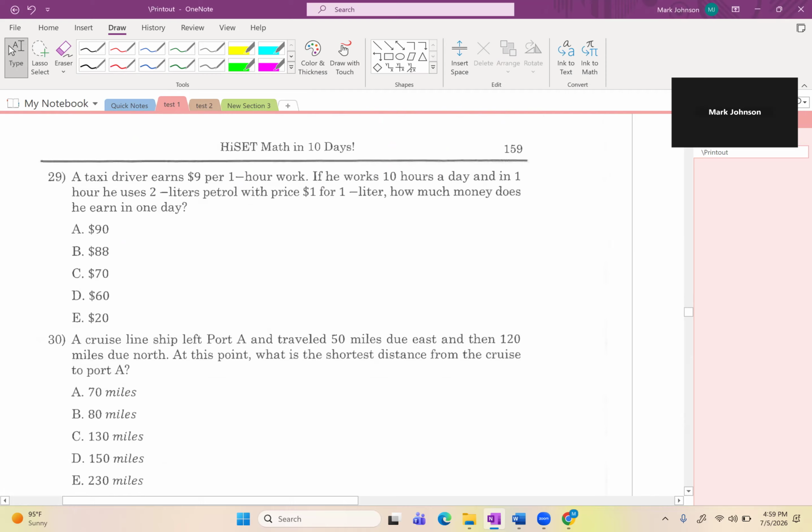The taxi driver earns $9 per 1 hour work. If he works 10 hours a day and in 1 hour he uses 2 liters of petrol, who wrote this? Were they in England? With the price, those of you who don't know, petrol is the English for gas. With the price of $1 for 1 liter, how much does he earn in one day? So we want to know how much money he brings in. We call that in English revenue.